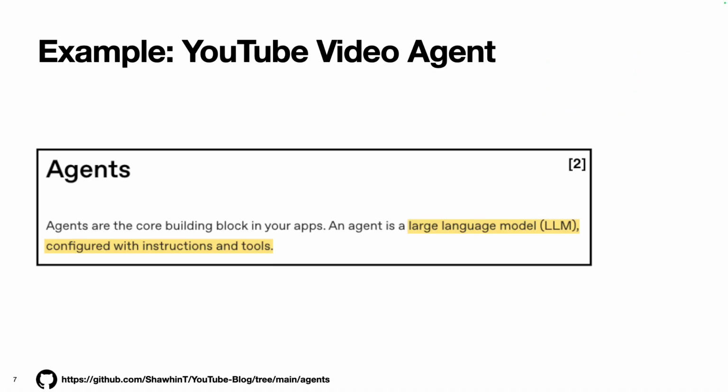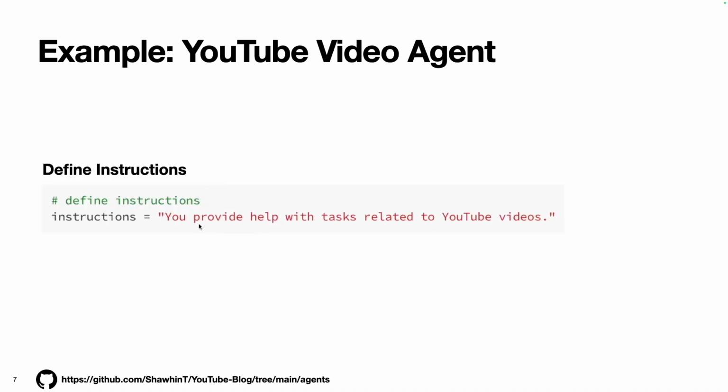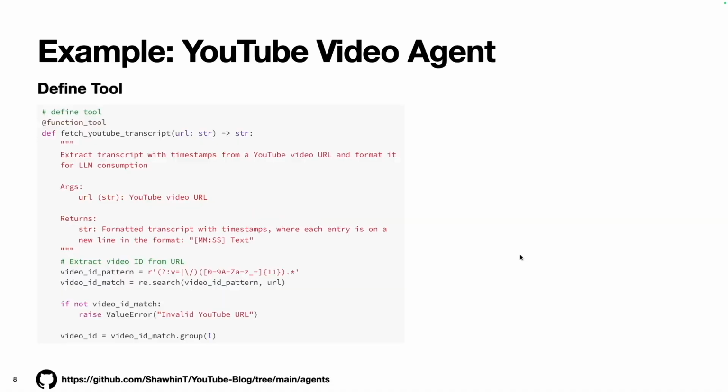OpenAI in their Agents SDK defines an agent as an LLM equipped with instructions and tools. So let's define those things. Our instructions will be very simple. You provide help with tasks related to YouTube videos, nothing fancy. Then we're going to define the tool. This is going to be more involved.